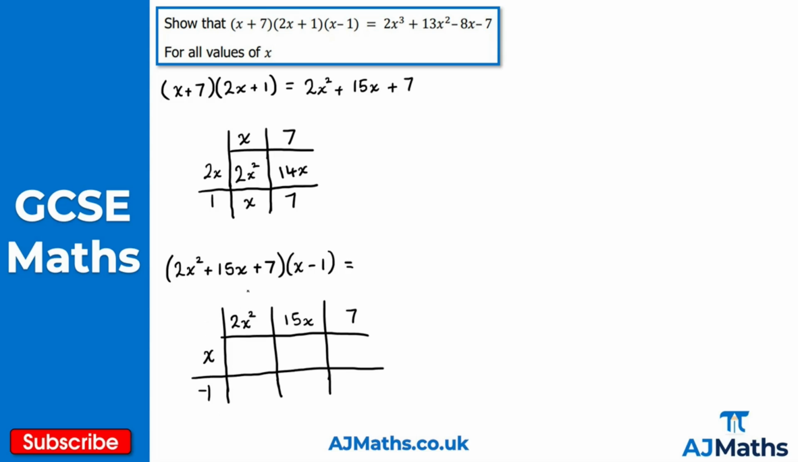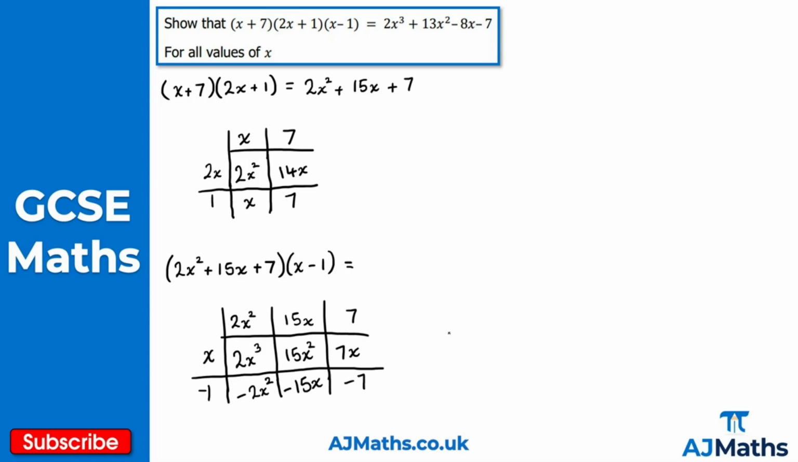I've got x times 2x squared. That'll give me 2x cubed. We've then got x times 15x. That's going to be 15x squared. We then got x times 7, that would be 7x. We then got minus 1 times 2x squared, that'll be minus 2x squared. Minus 1 times 15x, that's going to be minus 15x. And then finally, minus 1 times 7, which would give us minus 7.